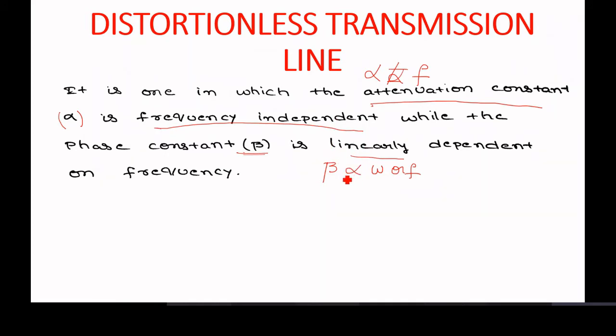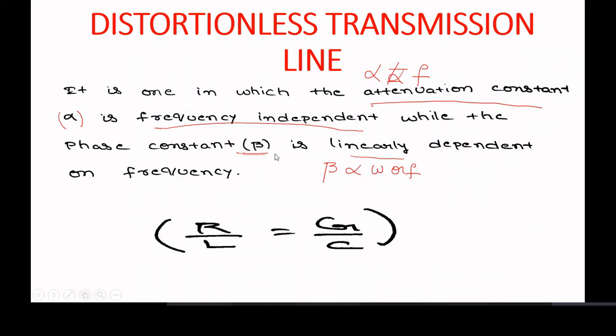If you see the earlier expression, for the lossless line also we have beta proportional to omega, right? And similarly at microwave frequencies also, but it need not be distortionless. We will see one by one. So for this, alpha has to be independent of frequency and the phase constant should be linearly dependent on frequency. We will see why this condition needs to be satisfied.